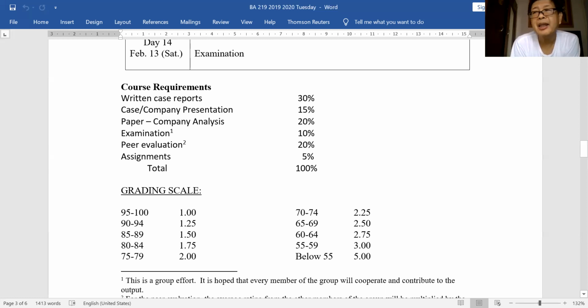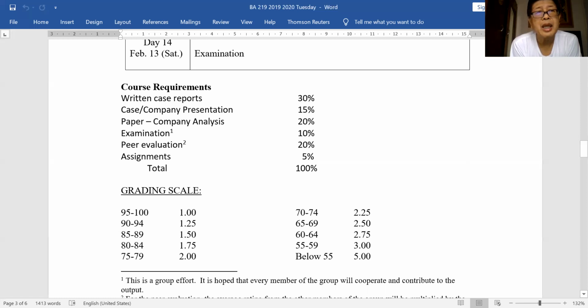And then let's say you are so diligent as a member of the group that your group mates gave you a grade of, let's say, an average of 100. So that means that 100% peer evaluation rating is multiplied by the GWA of your group work, which is 90%. So for peer evaluation, you will get 90%.